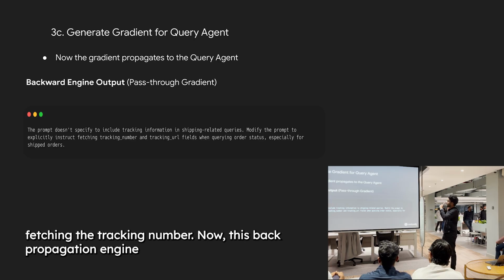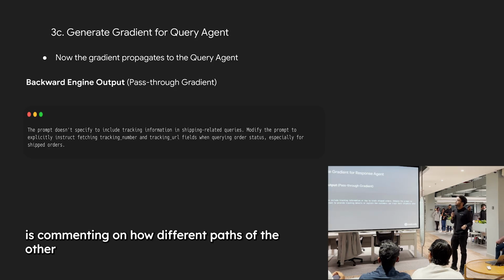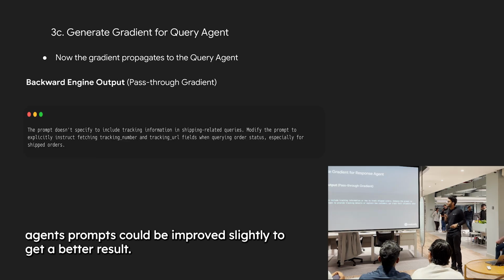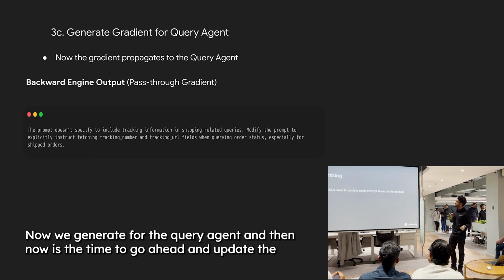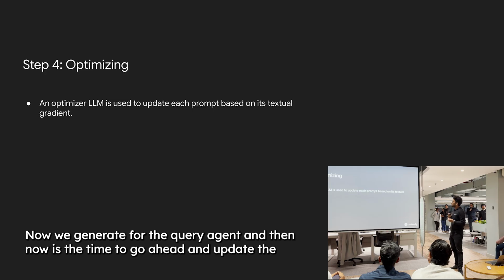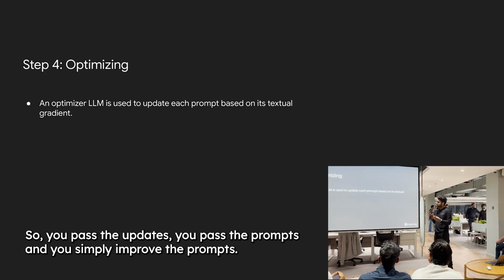Now, this backpropagation engine in and of itself is an LLM agent that is commenting on how different parts of the other agents' prompts could be improved slightly to get a better result. Now, we generate this for the query agent, and then it is time to update each prompt based on its textual gradient. So, you pass the prompts and the updates, and you simply improve the prompts.